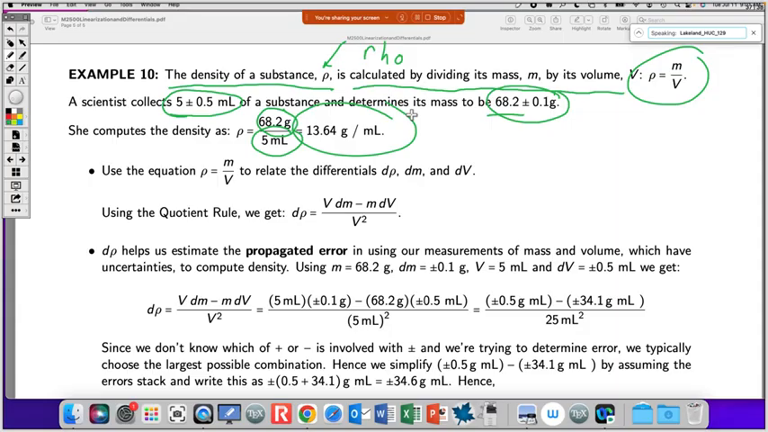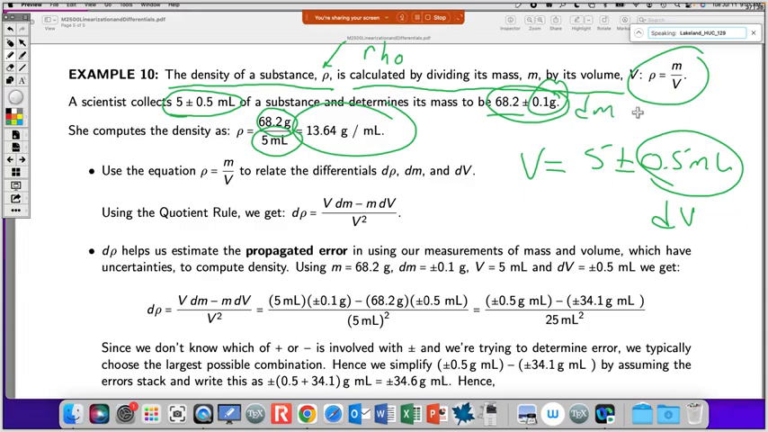Propagated error is, I've measured this thing, there's an error associated with it, but I've used that number to calculate something else. And what you want to do in science is try to get a handle on how that error propagates through your calculations. You follow? And we can use differentials to approximate that. Because when you see this, your volume was 5 plus or minus 0.5 milliliters, you can think of this part as your differential dV. You follow? That's like your error in the volume.